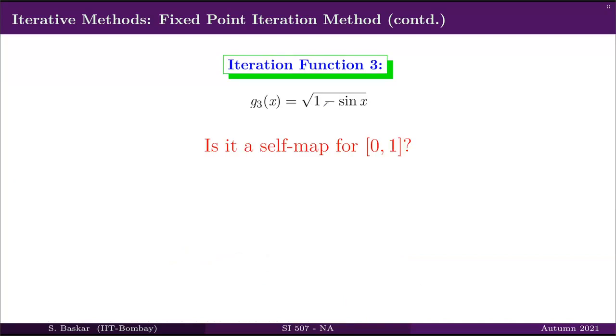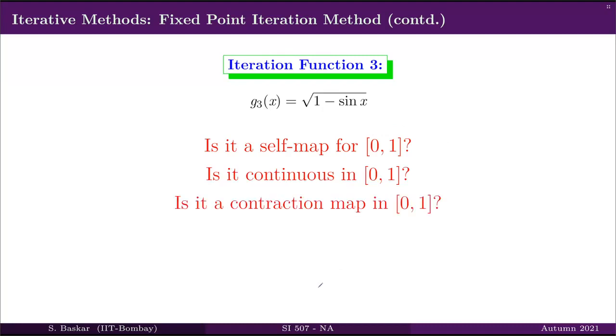Let's go for our last choice, G3 of x equal to root 1 minus x square. Is it a self map as long as you restrict yourself to the interval 0 to 1? Well, you can check that. Is it continuous in this interval? That probably is easy to see. Is it a contraction map in the interval 0 to 1? Well, for that, you have to find the derivative of G3.